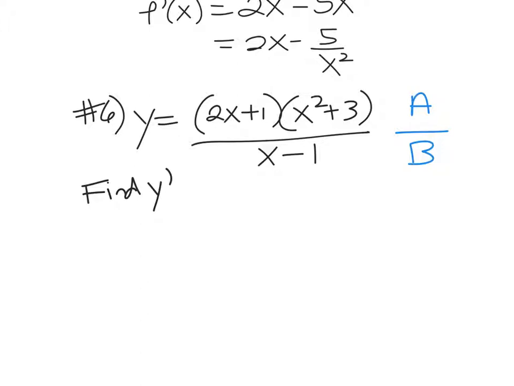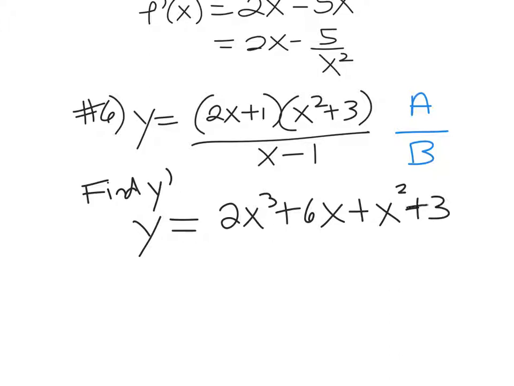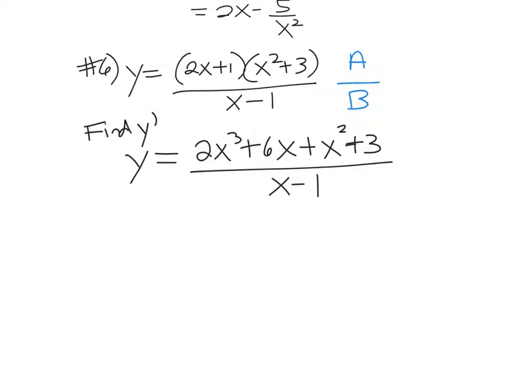What you can do is FOIL this out and make it a nicer problem. You want to do it that way? I kind of want to do it that way, yeah. Okay, so let's take the top and FOIL that out so that we don't have to do product rule. So we'll go 2x cubed plus 6x plus x squared plus 3 over x minus 1. I like that better than worrying about product rule up top.